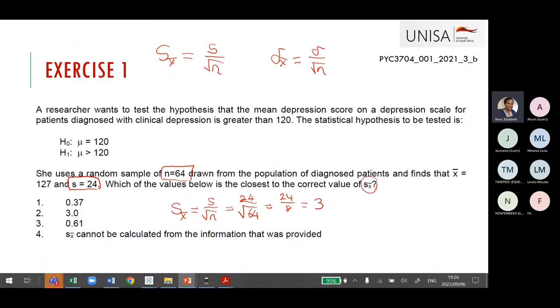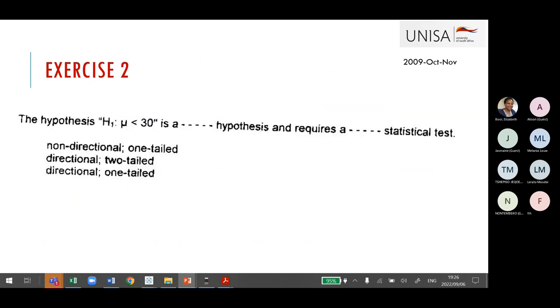So the value closest to the correct value of the X bar is 3. Even though they wrote 0.0, a value without a decimal number is the same as 3. We can write it as 3.0 or 3, and it will still remain 3. Okay, so that's how you will answer the question. So let's look at the next one.